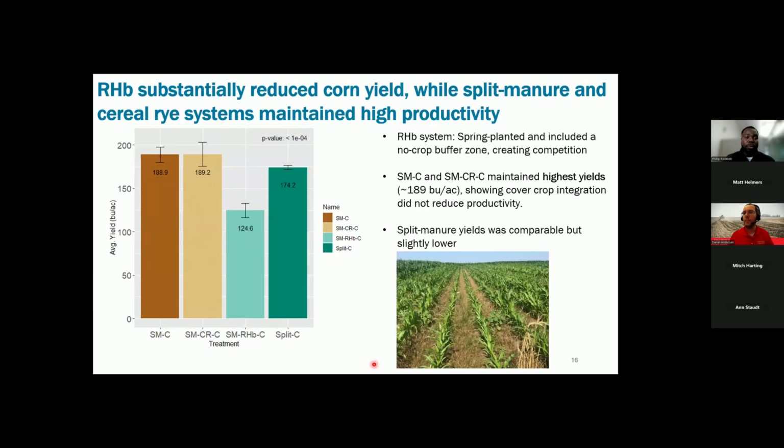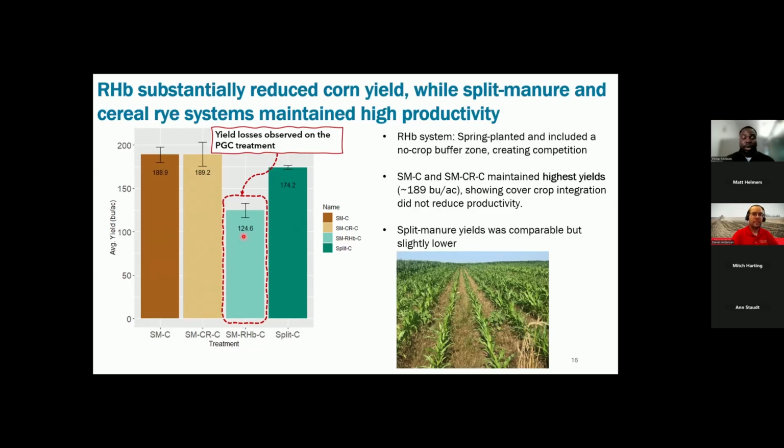When we look at the yields of those treatments, unfortunately, the RHB had the least yield. We lost about 60 bushels per acre in the RHB treatment. However, the yield in the cereal rye was comparable to that of our control, and they were both over 188 bushels per acre. When we compare these two to our split nitrogen application treatment, it was a bit lower, although it was not statistically different from the others.